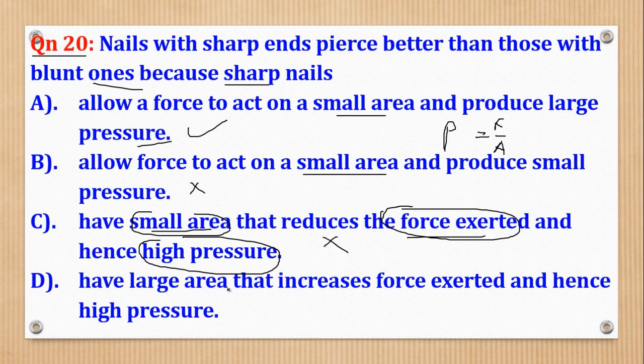Have a large area. This word already, it is not okay. The word large area is not okay. That increases the force. It is also not okay. And hence high pressure. It is true there is high pressure, but the pressure is not because of the large area. So this is not okay. So the only statement which is correctly written is A.